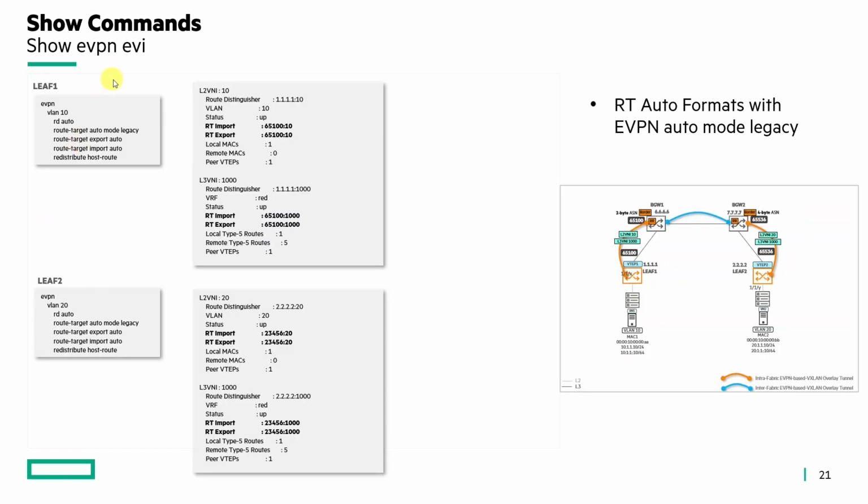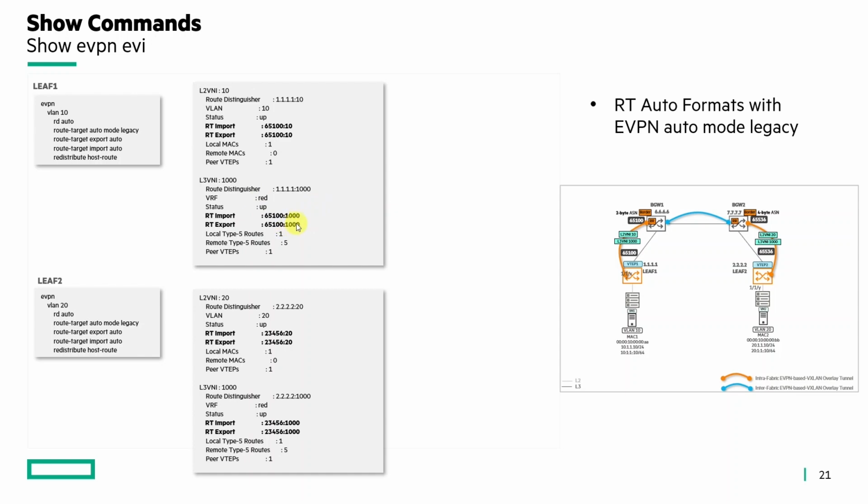Okay, so this is just an example of the show EVPN EVI command. We still have the 2-byte ASN and 4-byte ASN in each of these corresponding fabrics, as you see here. And we're just dumping the show EVPN EVI output on both Leaf 1 and Leaf 2 to see what we end up seeing here. So we've configured the route target auto mode legacy. That's going to use the 2-byte format with the 2-byte suffix, as you can see here. So we've got traditionally what you'd expect to see here: 65100:10 corresponding to VNI or VLAN 10. And then for the L3 VNI, as you see here listed out.